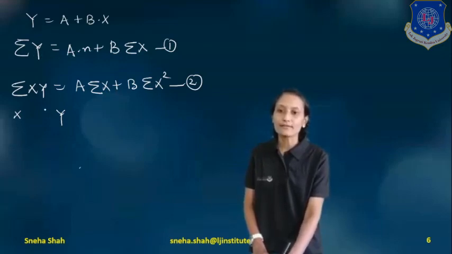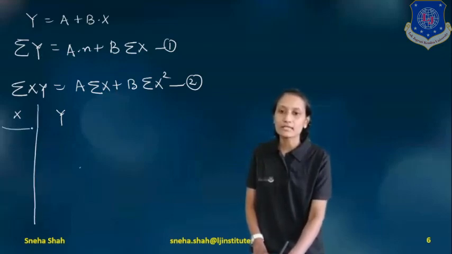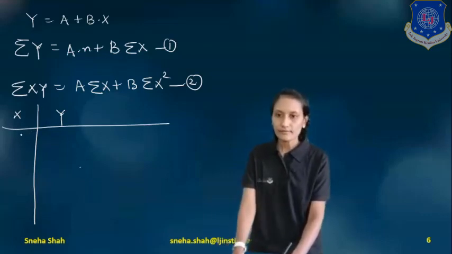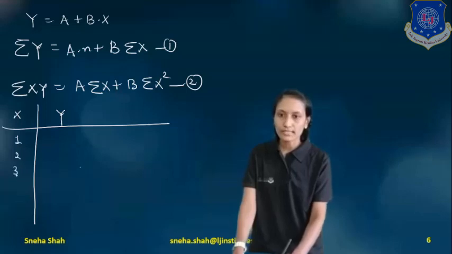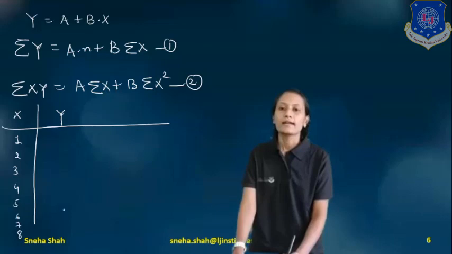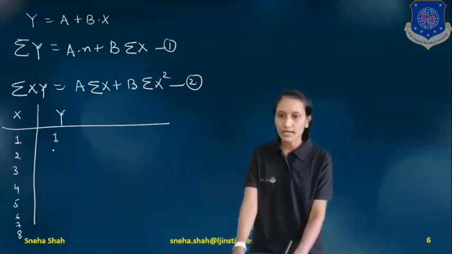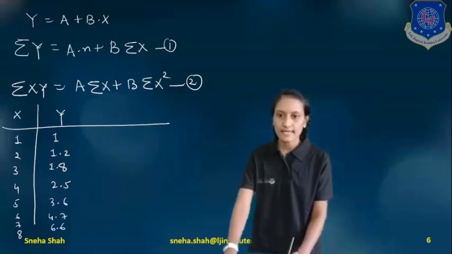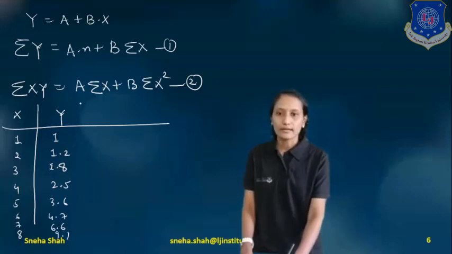So first of all, x and y: this data is given to you. x is given as 1, 2, 3, 4, 5, 6, 7 and 8, right? Now y is given to you as 1, 1.2, 4, 1.8. Then the next term is 2.5, 3.6, 4.7, 6.6 and 9.1.